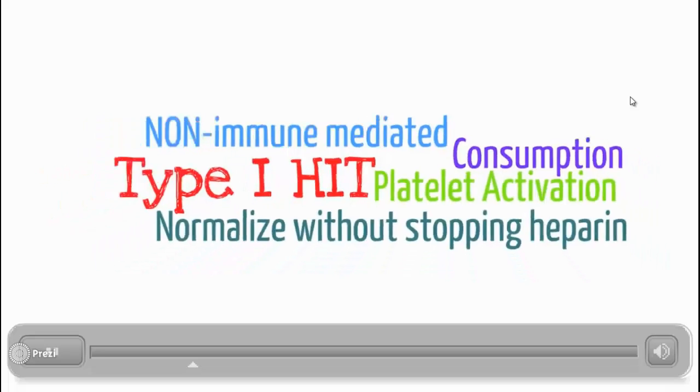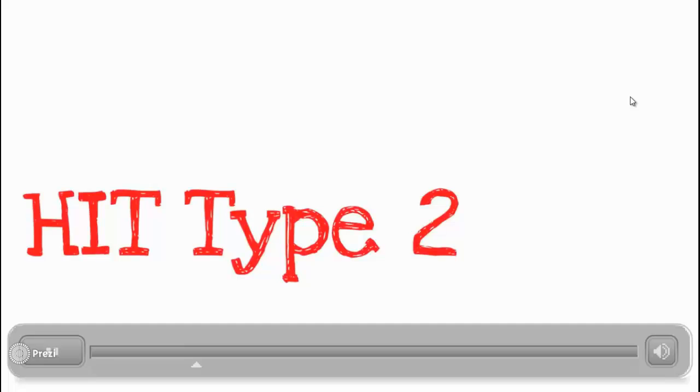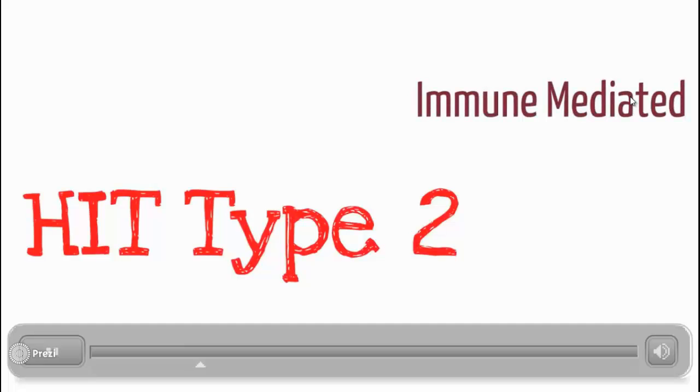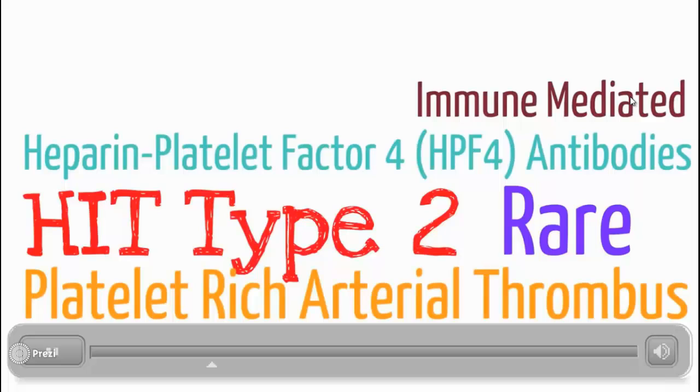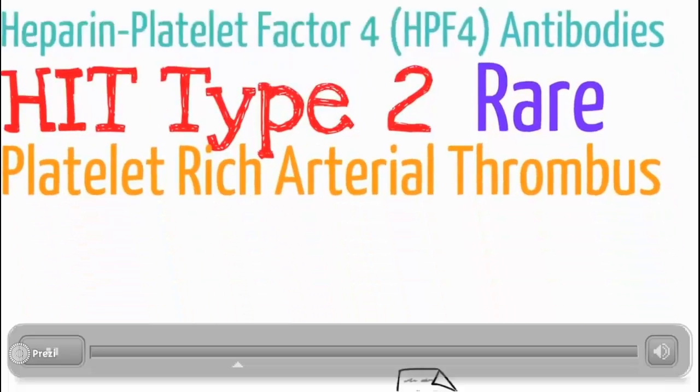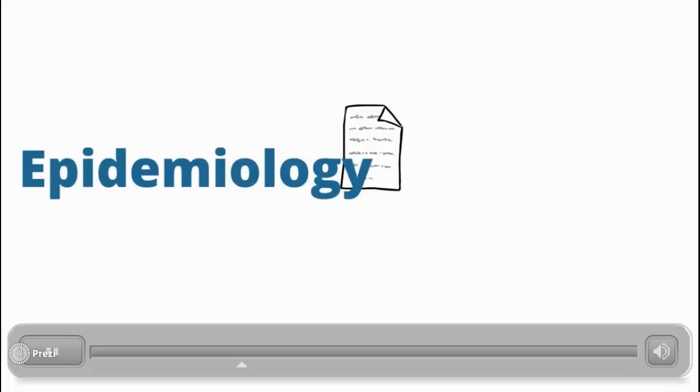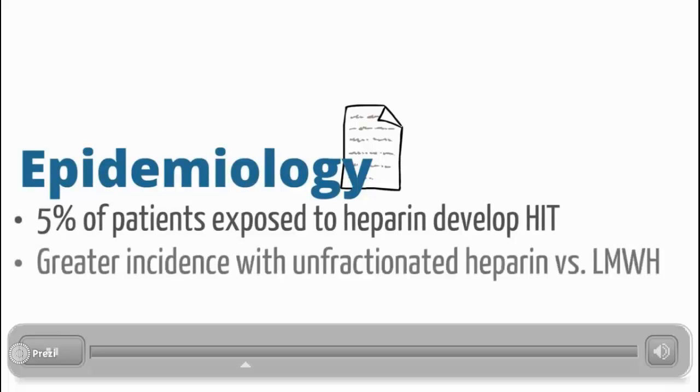Now, type 2 heparin-induced thrombocytopenia is an immune-mediated process and will be our focus for the rest of this discussion. So, type 2 HIT involves the formation of heparin platelet factor 4 complex antibodies. We will discuss how these antibodies play a role in the development of immune-mediated thrombocytopenia a little bit later. But keep in mind, HIT type 2 is a very rare disorder and can lead to thrombi, including arterial thrombi, that are very platelet rich. Of all the patients you see, only 5% who have a prolonged exposure to heparin are likely to develop HIT.